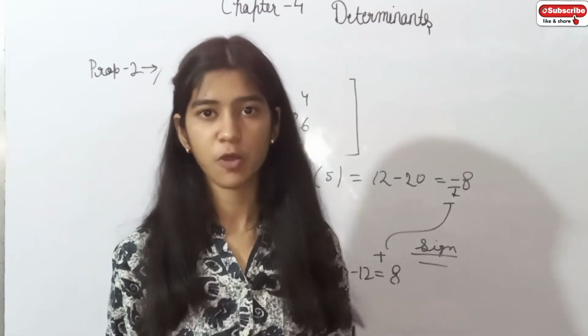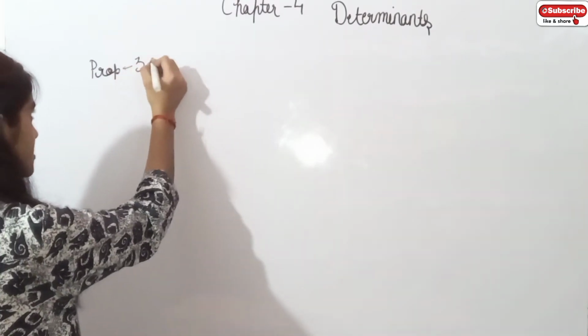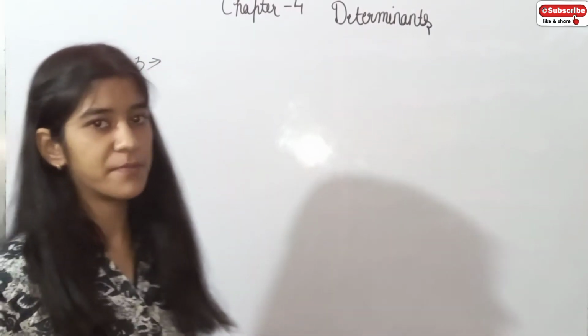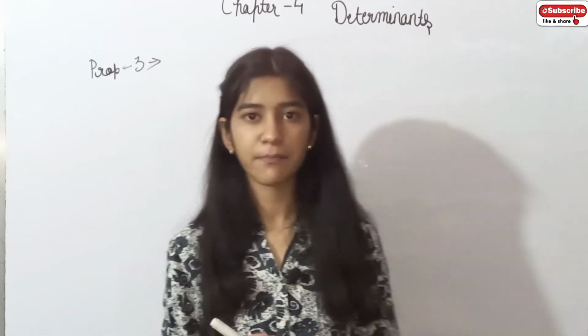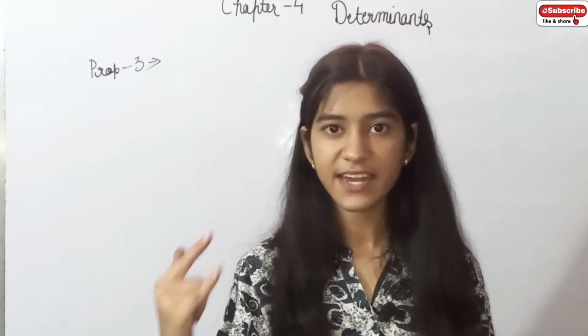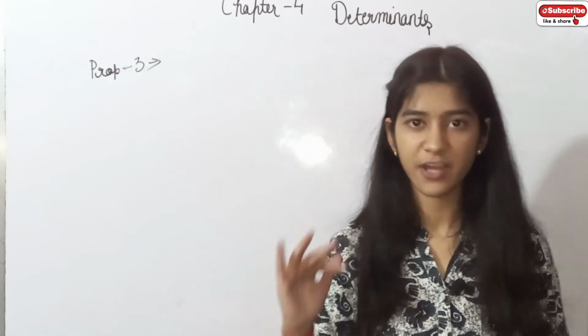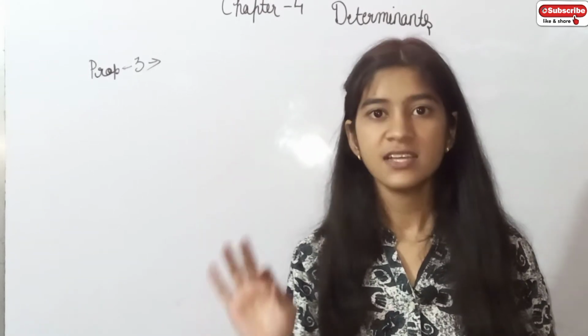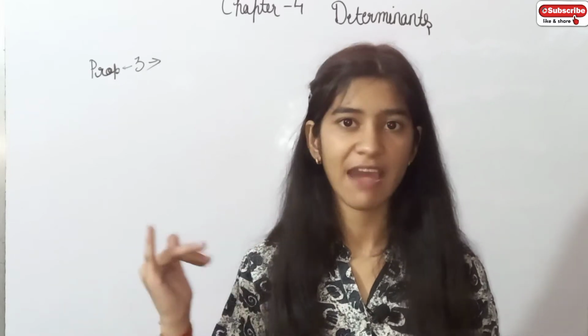This is all about property second. Property third of determinants. Property third of determinants says, suppose there is a matrix A. If we interchange any two rows and columns of a determinant, only the sign gets changed. This is property second, which we have discussed.